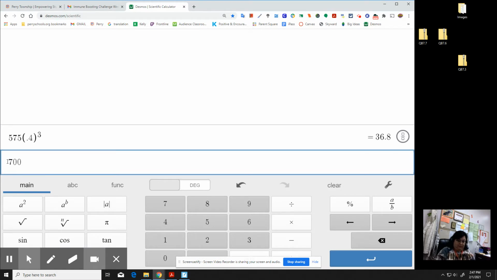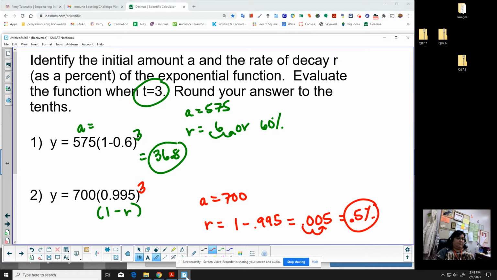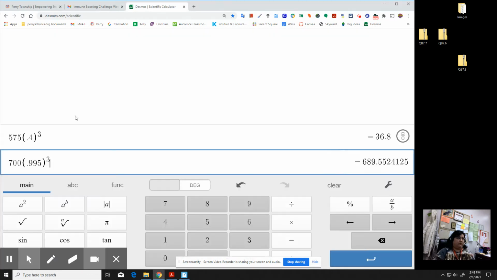So 700 times 0.995 raised to the third power. Is that correct? Let's make sure I typed that right. 700 times 0.995 to the third. Yeah, that's right.